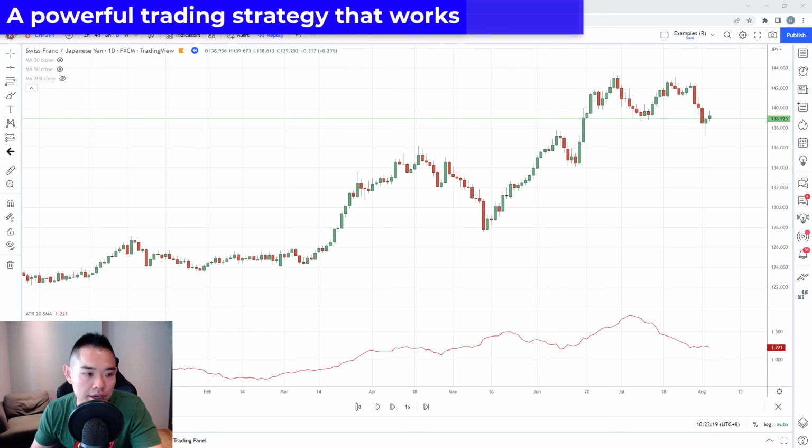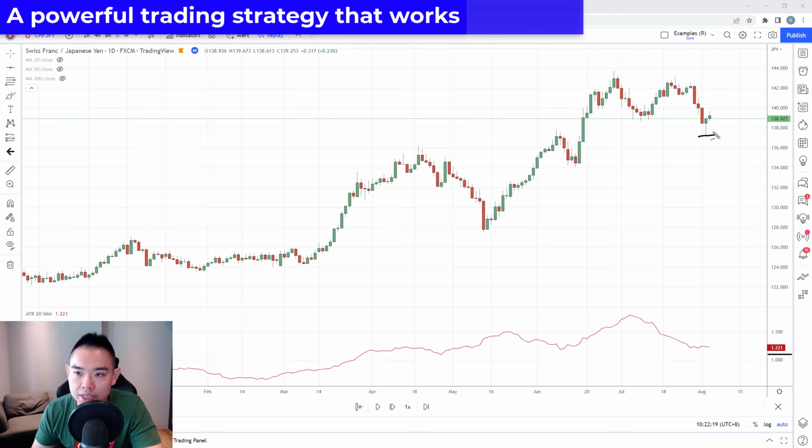Okay, so you can see that right now the ATR value is 1.221. What this tells you is that over the last 20 trading days, right, the market moves an average of $1.221 per day. Okay, and the way to know where exactly to set your stop loss is to find out the low of this candle and minus 1.221.